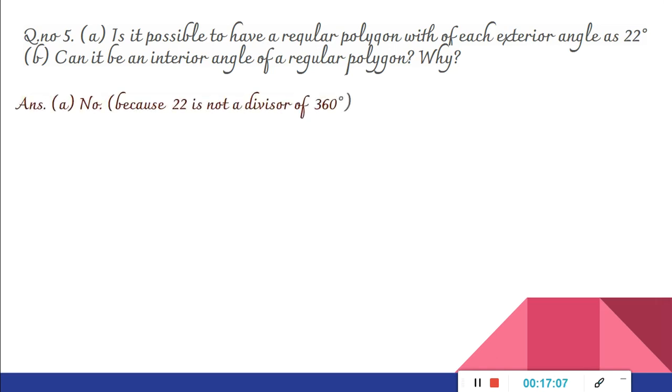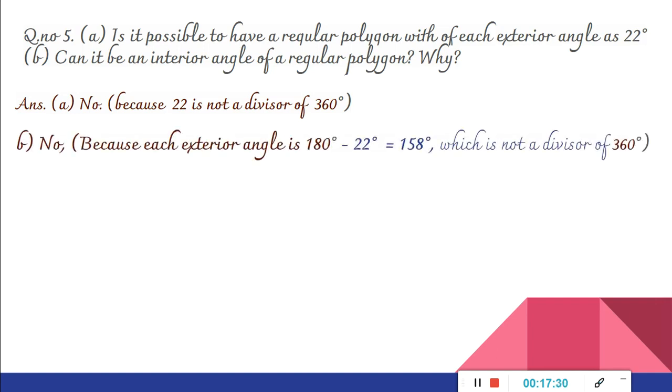So the first one, no, because 22 is not a divisor of 360, isn't it? It will not be divisible. 22 is not a divisor of 360. So it is not an exterior angle of a regular polygon. Now the same way for part B. No, because the exterior angle would be 180 degrees minus 22 degrees, that is 158 degrees, which is not a divisor. This one is also not a divisor of 360 degrees.